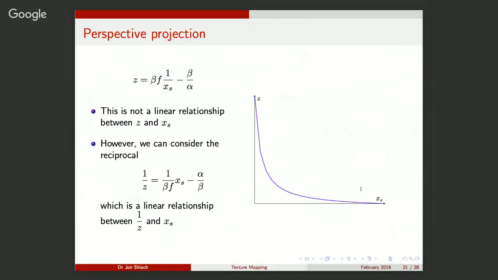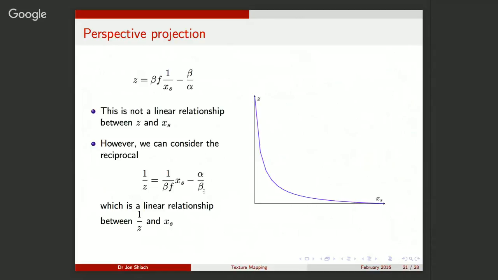However, we can do a little trick here. We can just turn it on its head. Let's find the reciprocal of this expression. So z becomes 1 over z. Beta times f becomes 1 over beta times f. 1 over xs becomes just xs. And beta over alpha becomes alpha over beta.